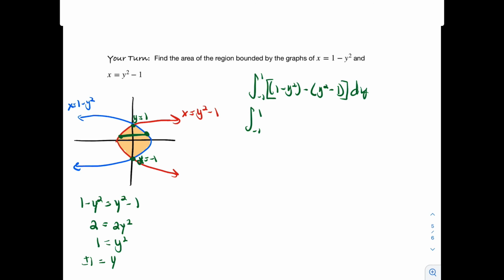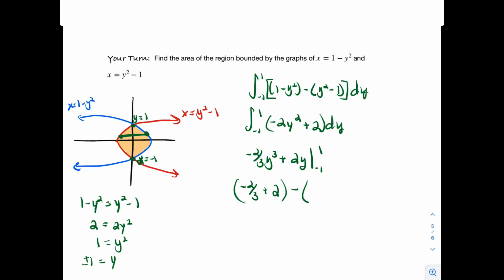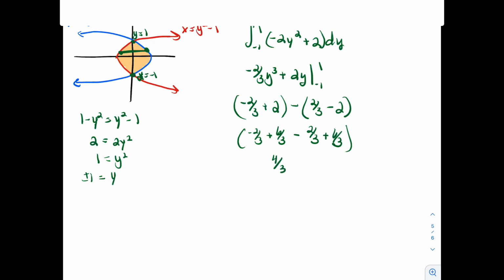Simplifying this down and then finding its integral, I get -2/3 y cubed plus 2y, evaluated from -1 to 1. Replacing every y with 1, I get -2/3 plus 2. And replacing every y with -1, I get 2/3 minus 2. Distributing the negative, combining our like terms and simplifying down, I end up with an area of 8/3. And that is how you find the area between two curves.